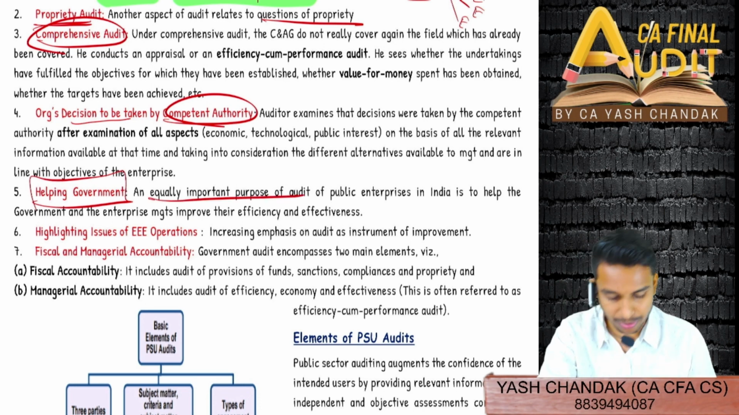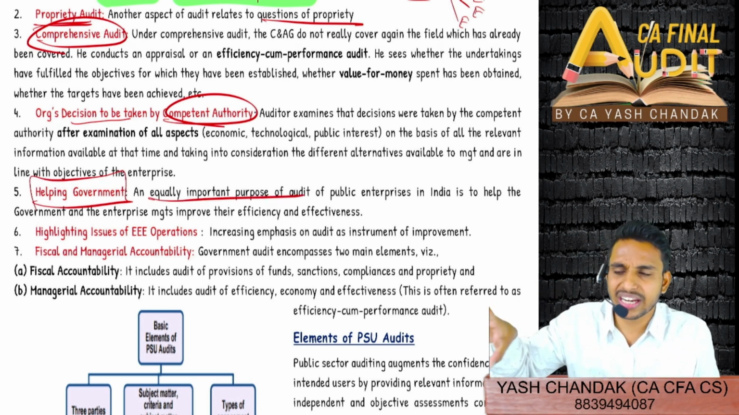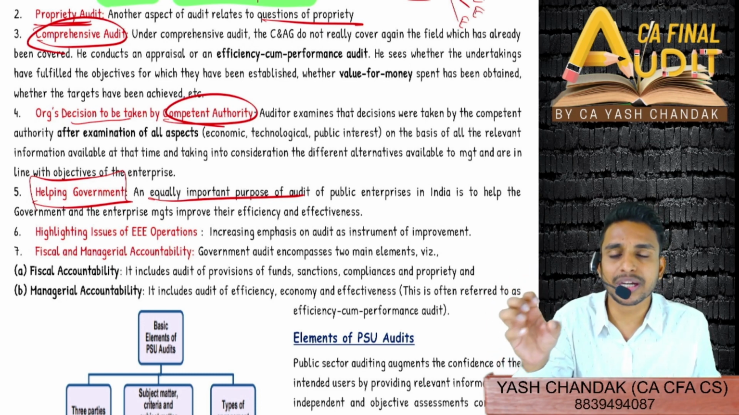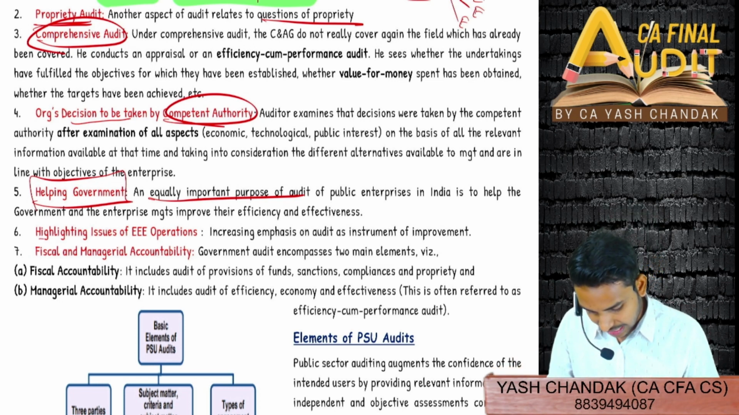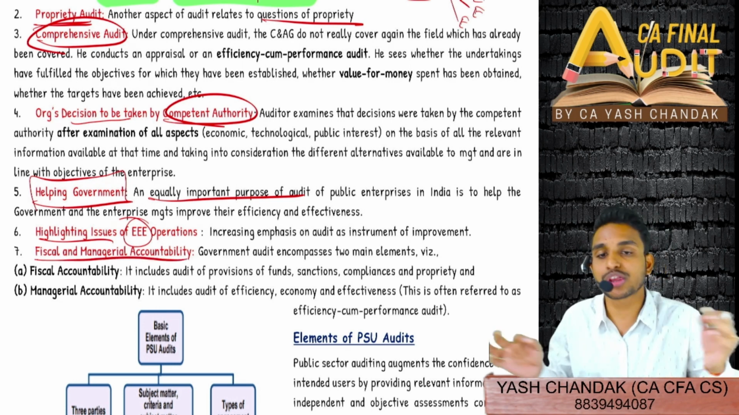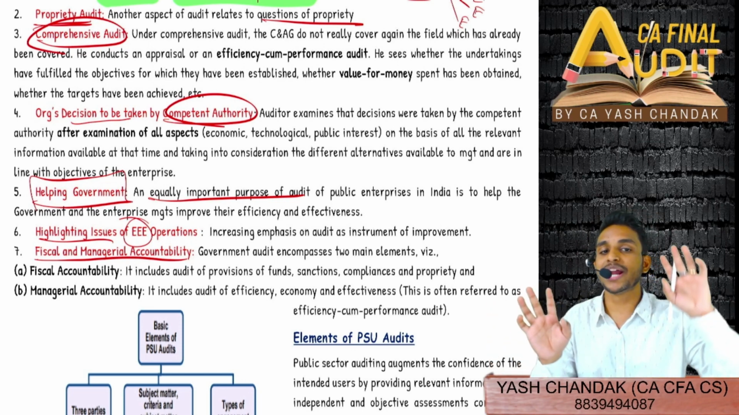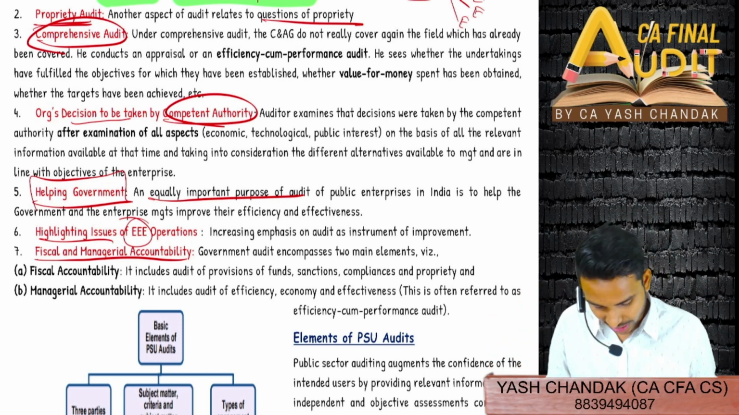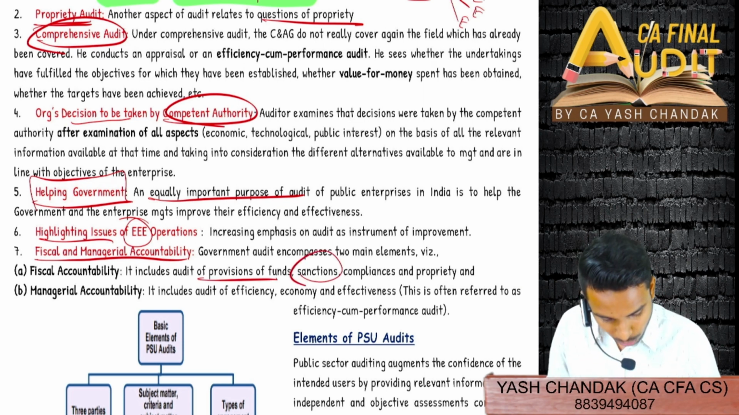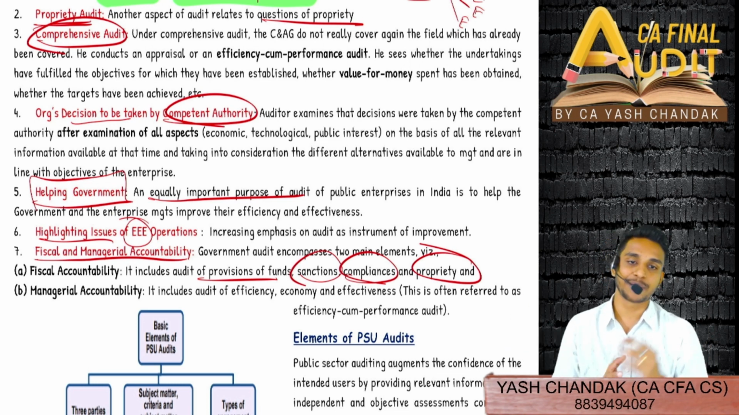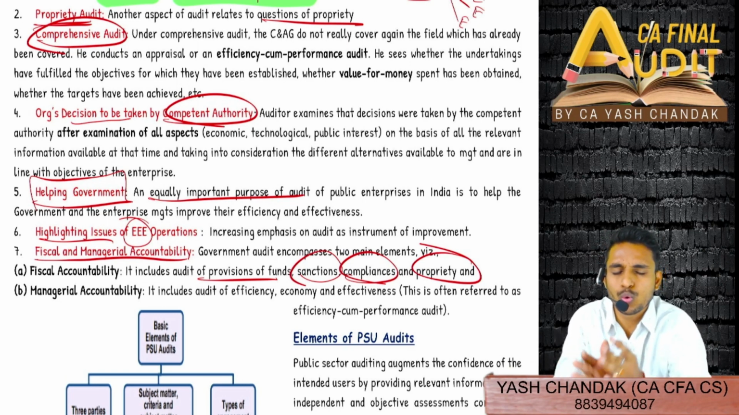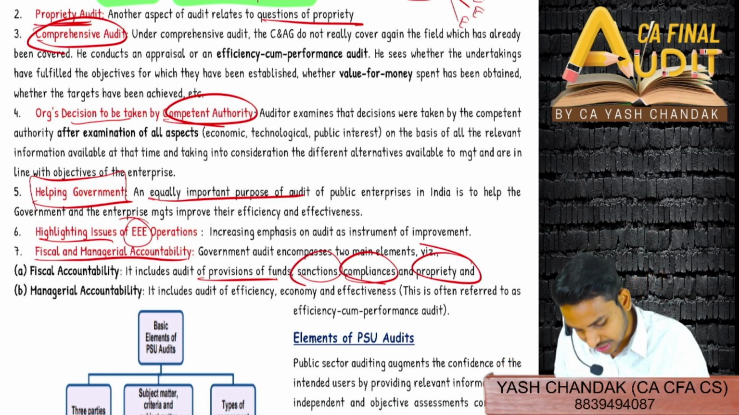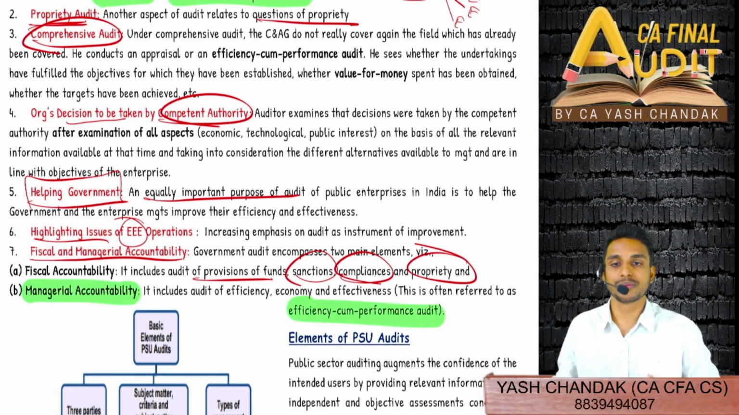And then of course, an equally important purpose of audit is to help the government assess whether that particular public sector enterprise is worth holding or not, whether it is making a social impact on the public or not. And then highlighting the issues of effectiveness, efficiency, and economy of the operations. And lastly, it brings out the fiscal accountability and also the managerial accountability. Fiscal accountability, we might already remember from Inter, right? In Inter, you must have learned audit of provision of funds, audit of sanction, audit of compliance, audit of propriety. These are all audits, right? So that is where fiscal accountability comes in. And of course, managerial accountability, that is how effectively, efficiently, and economically you are managing the funds of the company, is also called efficiency cum performance audit.